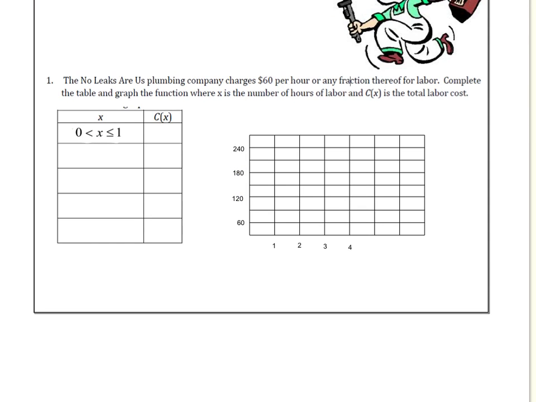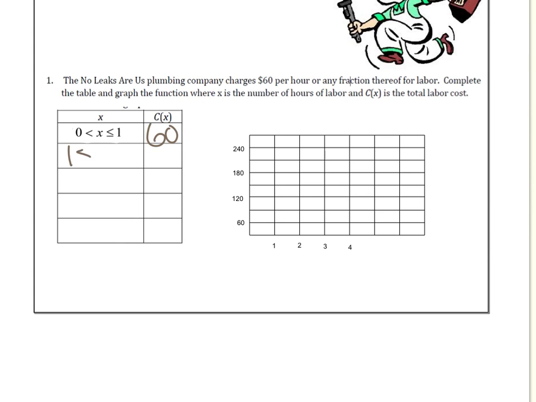All right, so let's take a look here. No Leaks or Rust Plumbing Company charges $60 per hour or any fraction thereof for labor. Complete the table and graph the function where x is number of hours and c of x is my total labor cost. So anything up to 1 hour, so 15 minutes, 45 minutes, 1 hour, you're paying 60.